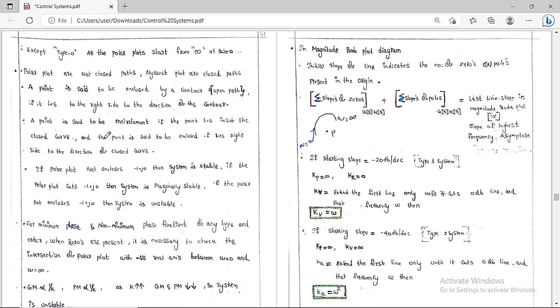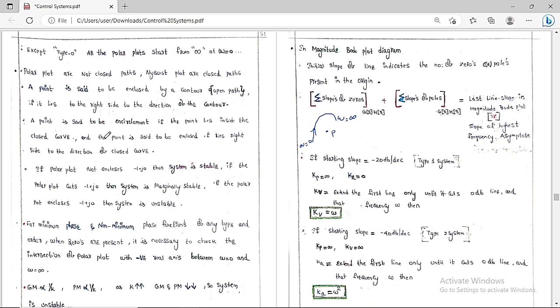This concept I already told you. Whenever the polar plot does not enclose the -1 plus j0, then we can say the system is stable, where the gain crossover frequency is lesser than the phase crossover frequency. If the polar plot cuts the -1 plus j0, then the system is marginally stable, which means the gain crossover frequency is equal to the phase crossover frequency. If the polar plot encloses the -1 plus j0, then the system is unstable, which means the gain crossover frequency is greater than the phase crossover frequency.